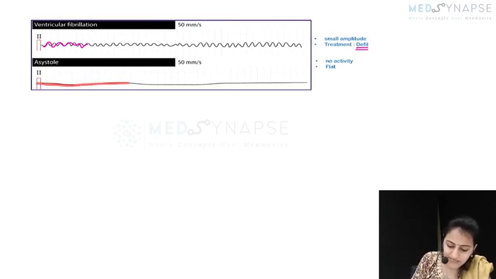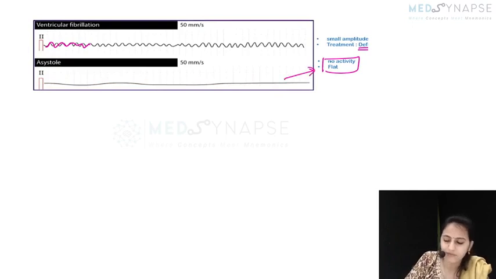And this one, where you see a flat line, basically this is asystole, right? Asystole, there's no activity, it will be flat.